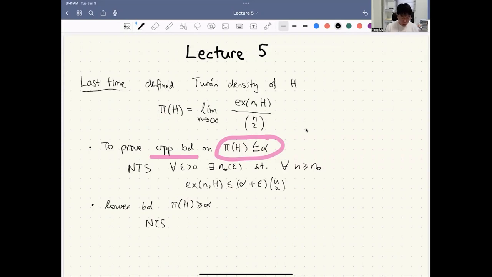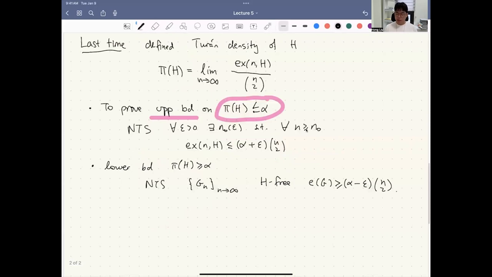For lower bounds, we need to show that we can find a family of graphs G_n on n vertices, n goes to infinity, each one of which is H-free, and for actually large n. And we need to show that its edge density arbitrarily approaches alpha, with the number of edges at least alpha minus epsilon times n choose 2. Okay. We proved last time that this always exists.